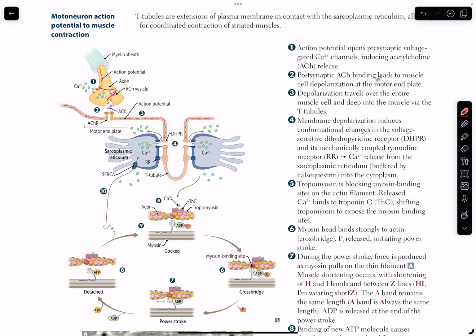So the postsynaptic acetylcholine binding site leads to muscle cell depolarization at the motor end plate. So this is the motor end plate. This is the muscle cell depolarization. Depolarization travels over the entire muscle cell and deep into the muscle via the T-tubules. So you see it goes like that, over the entire muscle cell, and deep into the muscle via the T-tubules. That is the way it goes deep into the muscle.